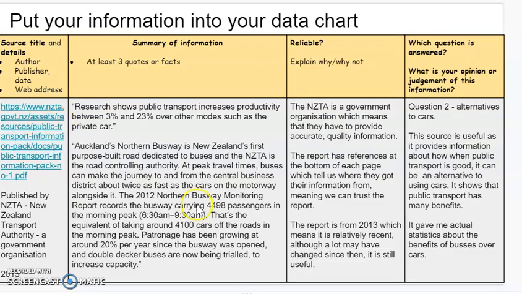Here is an example of a data chart. So I've done one row of my data chart. Here I have the link. Here I have who the organization is, and I have the date. I've then copied in 2 major examples. See, I've got statistics, so percentages, and an example about the busway. I've then explained 3 reasons why I think it's reliable, and I've said what question it answers.